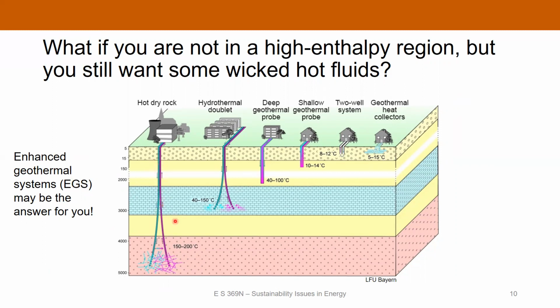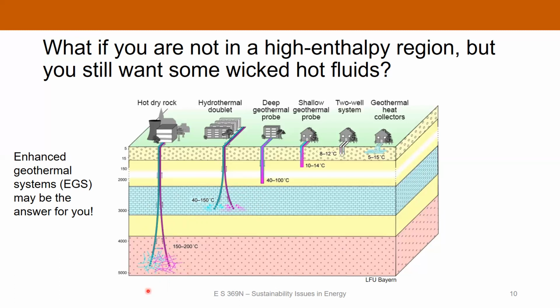Enhanced geothermal systems function similarly to a hydrothermal doublet. Except in the case of a hydrothermal doublet, you're tapping into a reservoir of warm fluids that has good porosity and good permeability. So you're relying on the flow of those fluids from the formation into your well and then back down and into the formation. With enhanced geothermal, you drill very deep into crystalline or metamorphic rocks that typically have very low porosity and very low permeability. But they do have fluids and they're very hot.